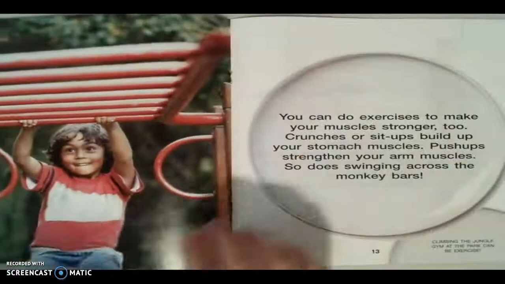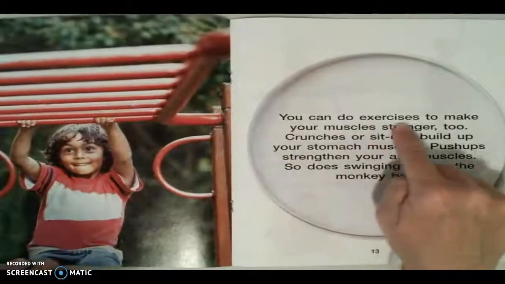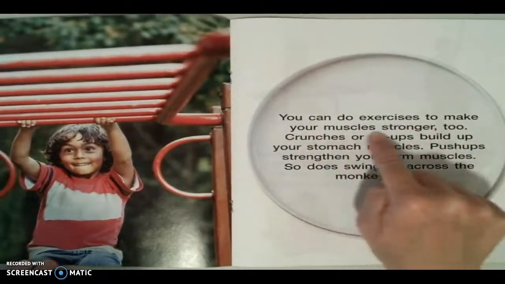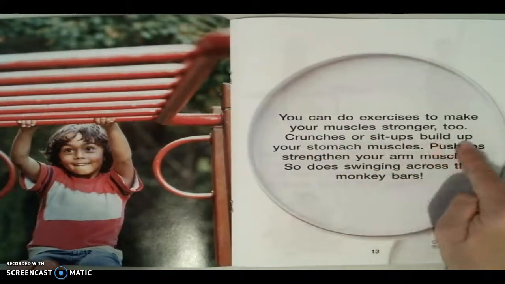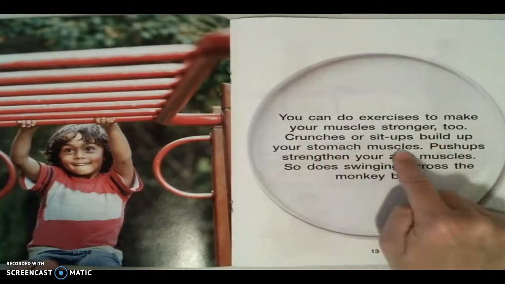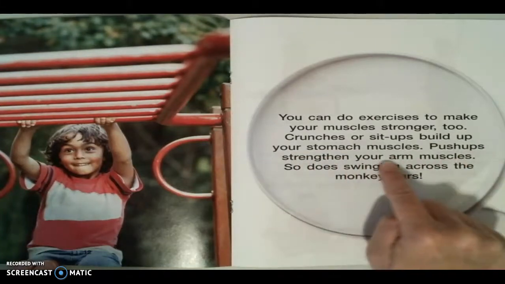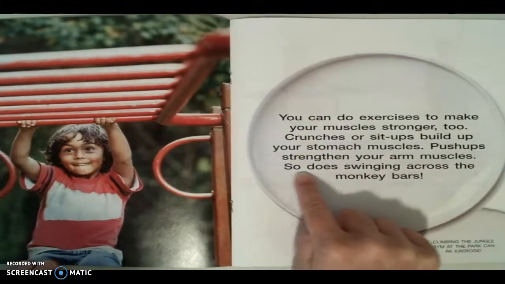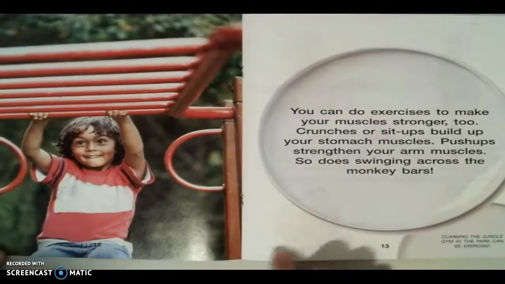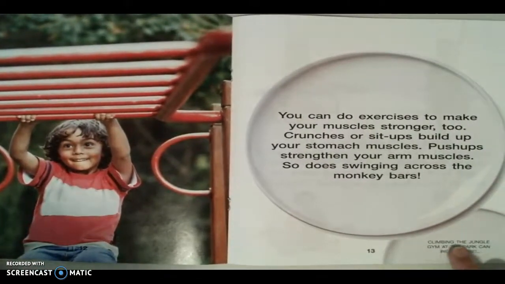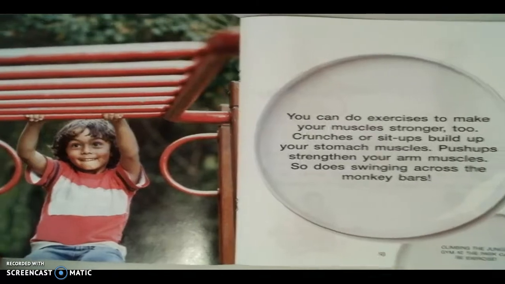Exercise for fitness. You can do exercises to make your muscles stronger too. Crunches or sit-ups build up your stomach muscles. Push-ups strengthen your arm muscles. So does swinging across the monkey bars. Climbing the jungle gym at the park can be exercise. That's what he's doing.